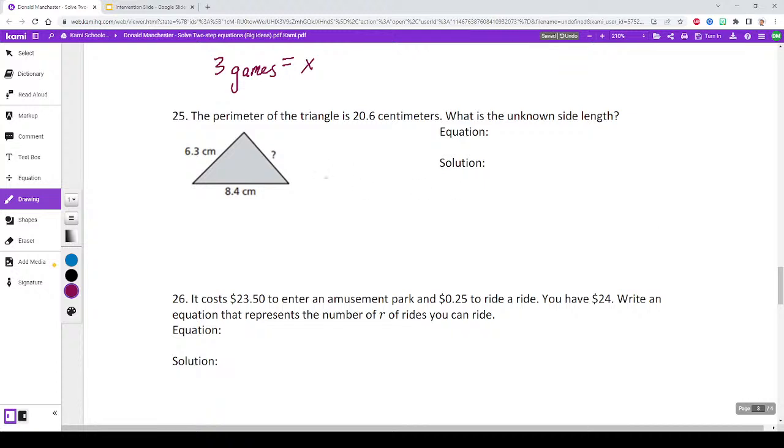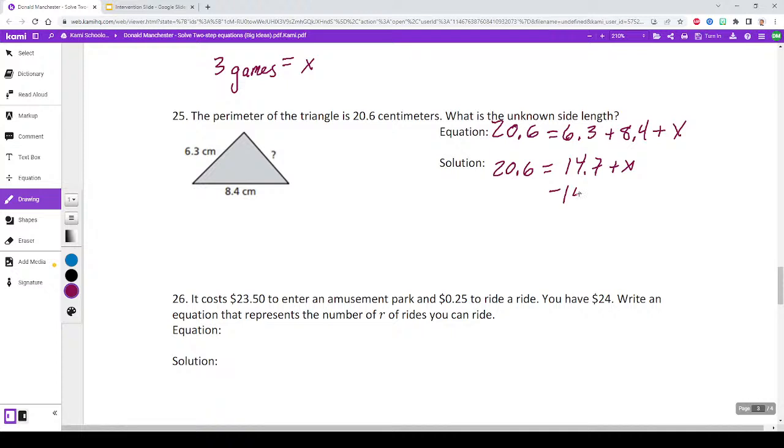Next, we have the perimeter of a triangle is 20.6. So 20.6 is our perimeter. We're adding up sides of 6.3 and 8.4 and then some unknown value. So we're going to add 6.3 and 8.4. 6.3 plus 8.4 gives us 14.7.